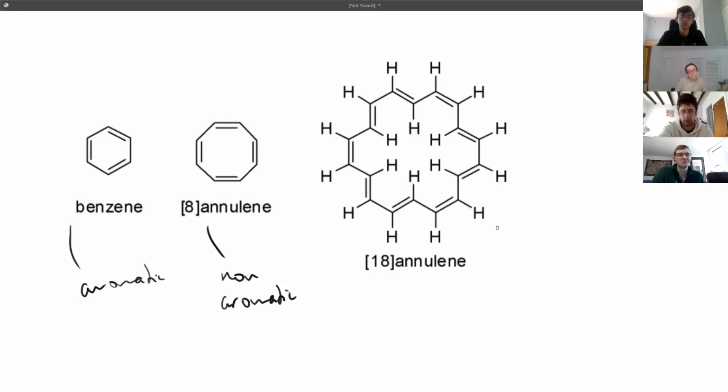What about this up here? 18 annulene. The same steric strain thing. I think this one's aromatic. Aromatic too. Oh, because it's too big to suffer from steric strain. Yes, it is. Okay. Yeah. How exactly would you know that? Because it's kind of vague.